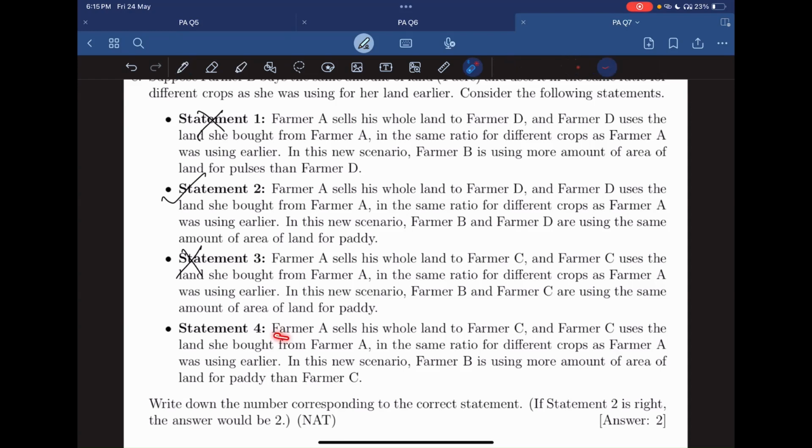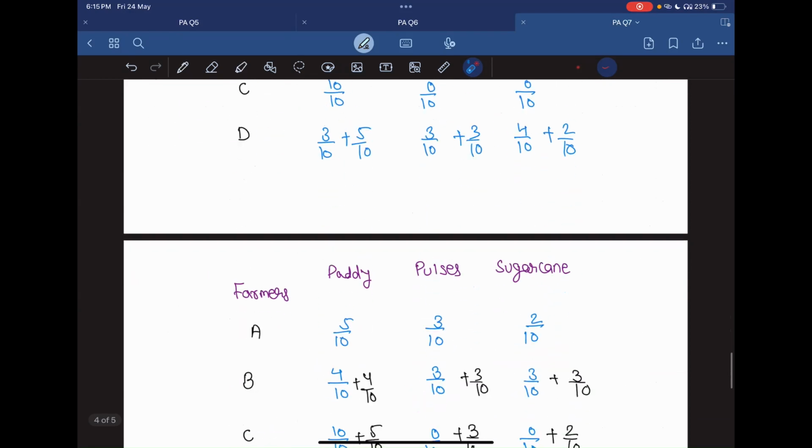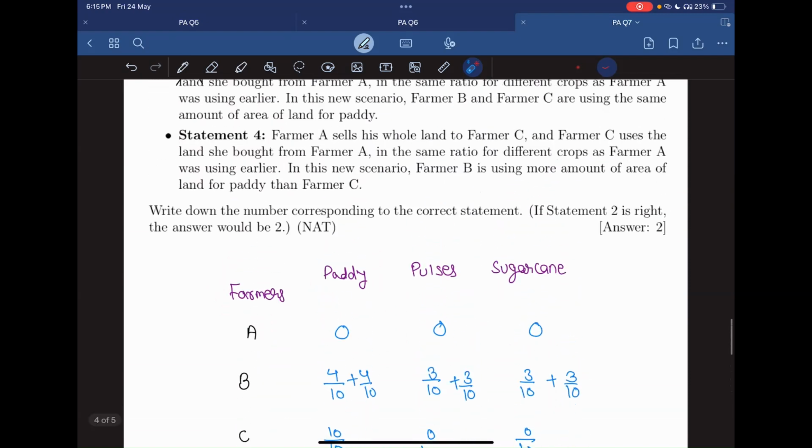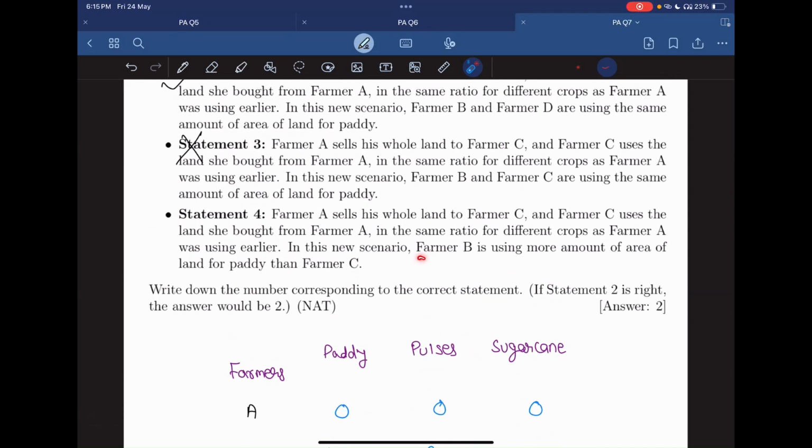Statement 4, Farmer A sells his whole land to Farmer C, and Farmer C uses the land she bought from Farmer A in the same ratio for different crops as Farmer A was using earlier. It is the same. In this new scenario, Farmer B is using more amount of area of land for paddy than Farmer C. We just now looked at that Farmer B is using 8 by 10 for paddy, while Farmer C is using 15 by 10. So Farmer C is using more amount of land, not Farmer B. While the option says Farmer B is using more amount, so it is wrong.